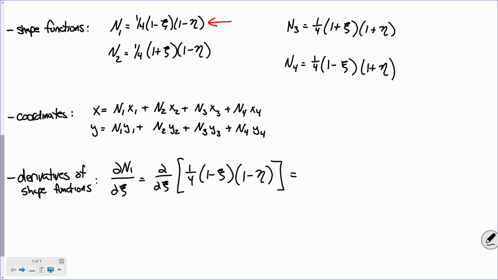Look, hold on, guys. I think you're thinking too much about this. If I take the derivative of 1 minus x, what is that? -1. There we go. What is the derivative of 1 minus eta? There we go. So I propose to you that it's 1/4 times minus 1 times (1 minus eta).